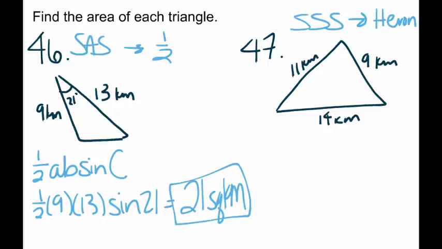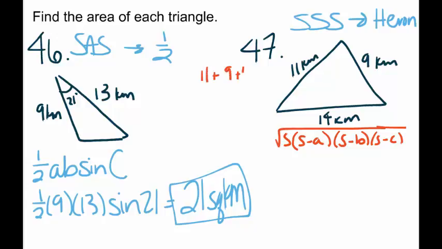47 is a little bit different. Because of Heron's formula, we know Heron's formula is the big square root, and it says S times, oops, I messed that up. Let's start over. S times S minus A times S minus B times S minus C. All those other sides. But we got to find S first. That's adding all the sides up and dividing by 2. So if we do that, we're going to get 11 plus 9 plus 14 all over 2. We should, excuse me, get 17.